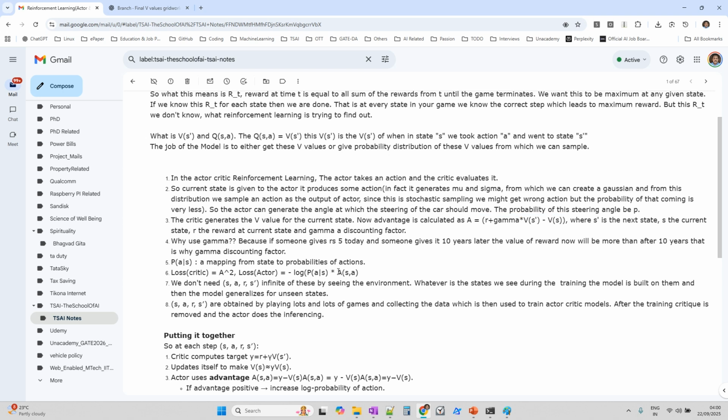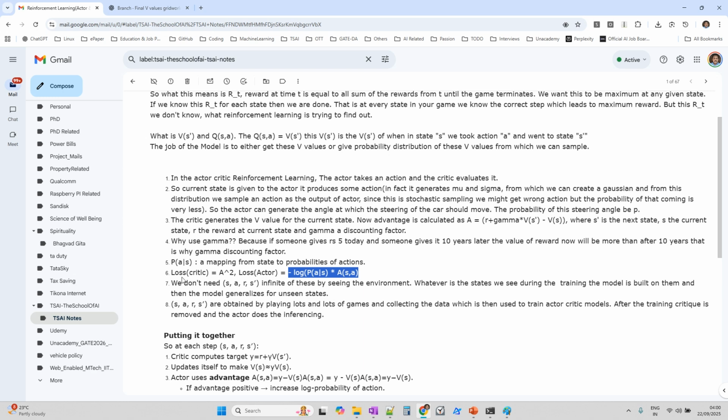So the loss for the actor is, if this advantage is positive, then that particular probability, the probability of taking that action, should be increased. If this advantage is negative, that particular probability should be decreased. So this is the loss function, and then we backpropagate and update the parameters for the loss and the actor.